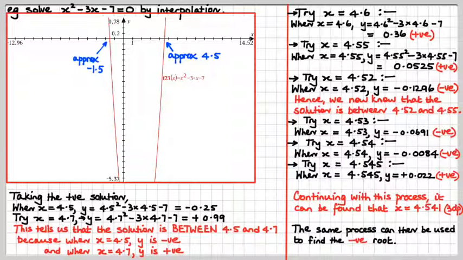The same whole process that we've just been through can be used to find the approximate value of the negative root, which we identified earlier was around about minus 1.5. Alright, so that is the procedure that we go through by interpolation, guys. Okay, it's pretty boring, isn't it? But it's nevertheless effective if that's really the option that you want to pursue.